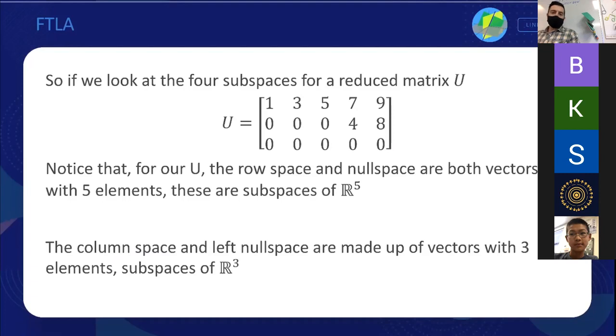Our column space and left null space both had 3 elements in them. Each of the basis vectors had 3. They're both subspaces of R3. That's what we mean by that Rm, Rn stuff, is that our row space and null space should have the same number of elements as the rows have. Our column space and left null space should have the same number of elements as the columns have in them.